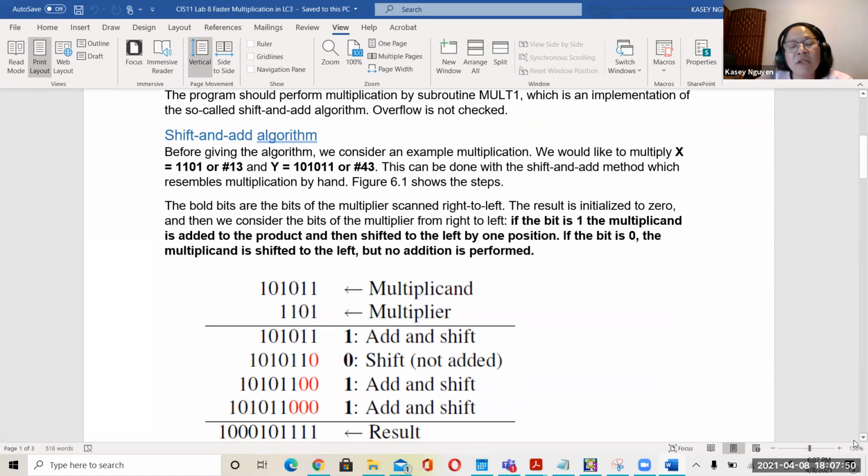Just like how we multiply binary in the past, in the first week that we covered, we talked about binary multiplication. We would multiply and then we get, for the first digit, we would multiply from the right and we get an output for that.